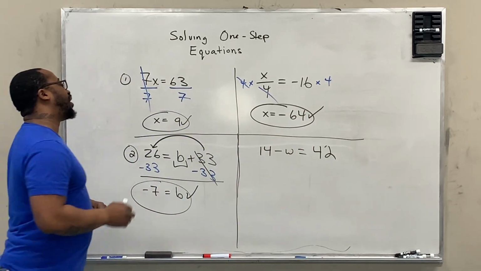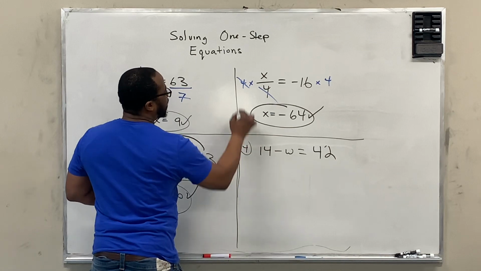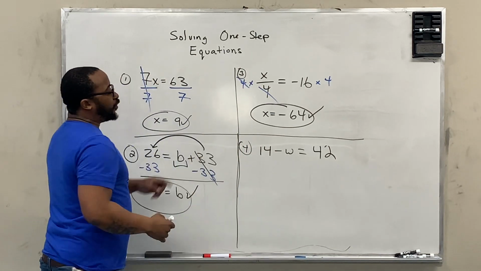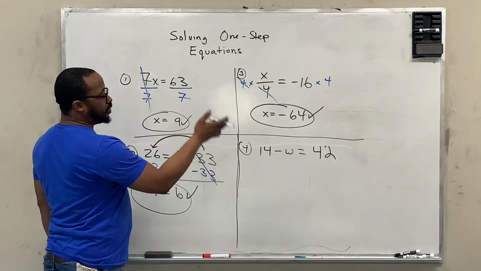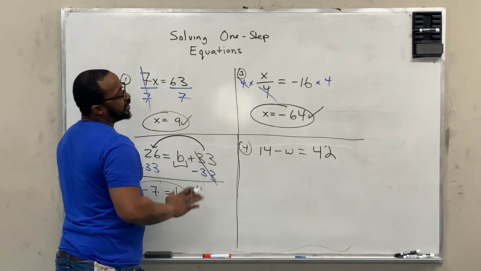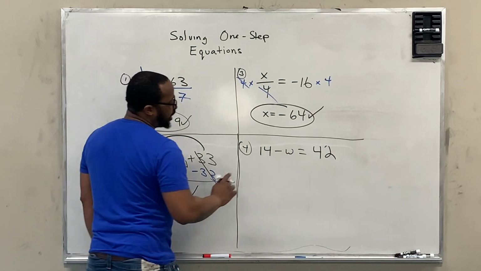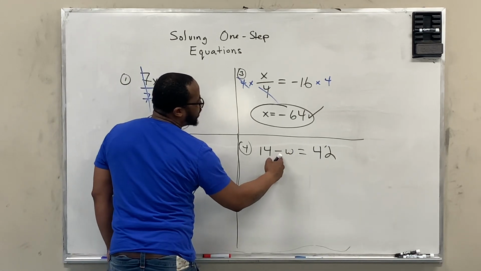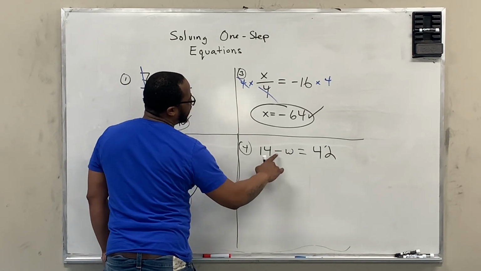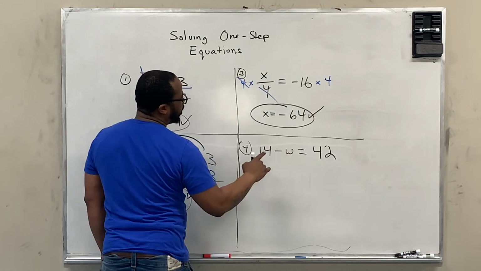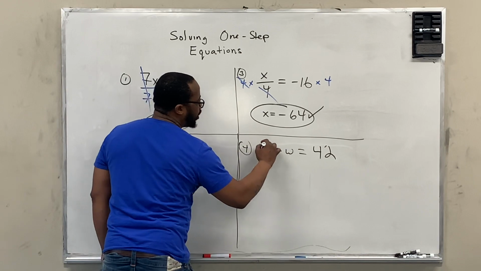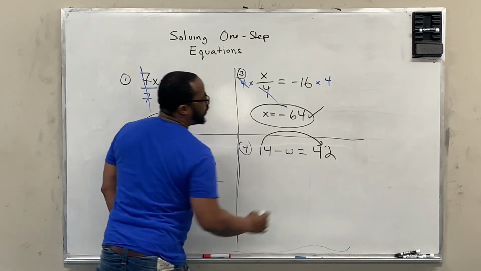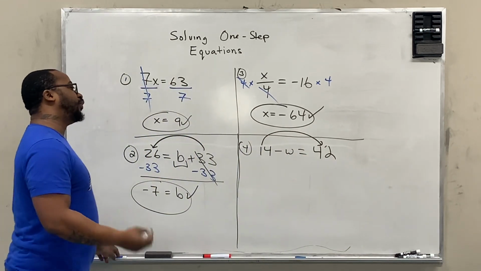Now for this last problem here, for number 4, this was number 3. Number 4 is 14 minus w, which is an unknown number, equals 42, okay? Now this is gonna be a special case because I want to keep this w here, and remember, it's a negative w. So remember this 14 is what I want to get away from this number. So I'm gonna bring this 14 over here to 42.